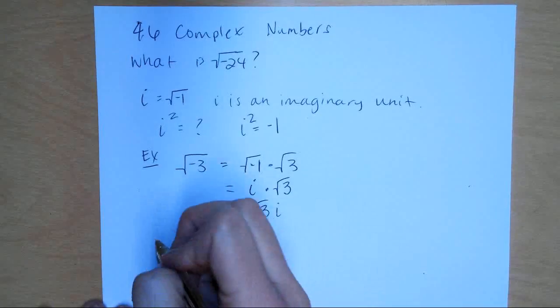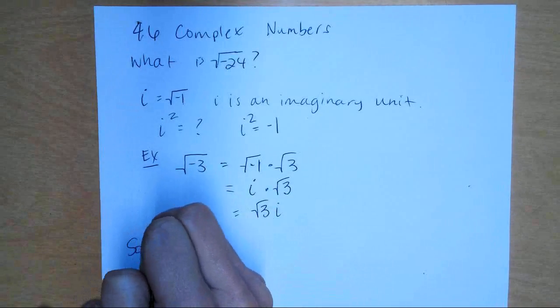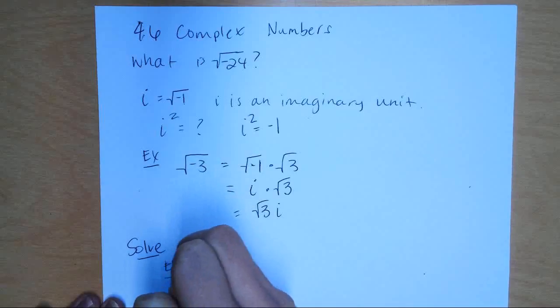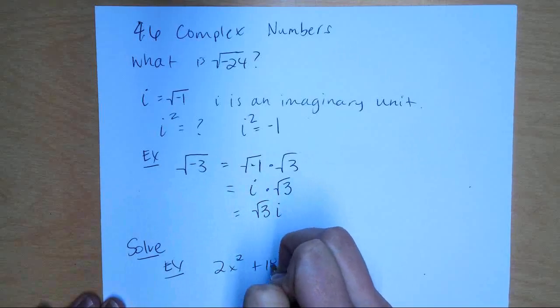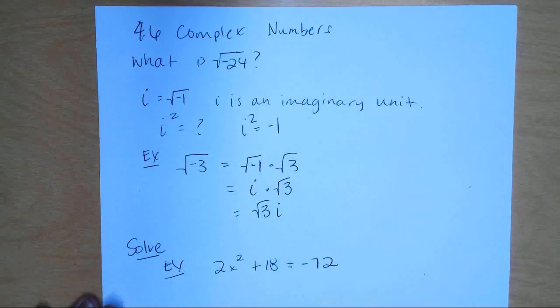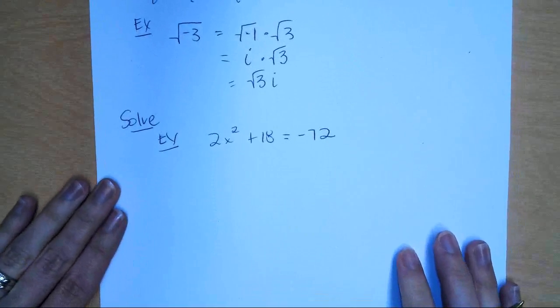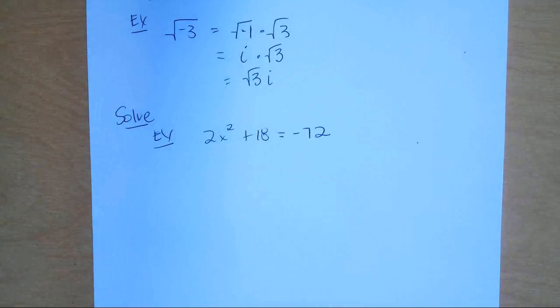Okay? So let's do a solving problem. So let's say we're going to solve 2x squared plus 18 equals negative 72. Okay, we have a thing squared. So how are we going to solve this? I mean, by what method are we going to solve this? If we have an x squared term and no other x terms. Solve by square roots. Okay, when we're solving by square roots, we're going to get the thing squared by itself.